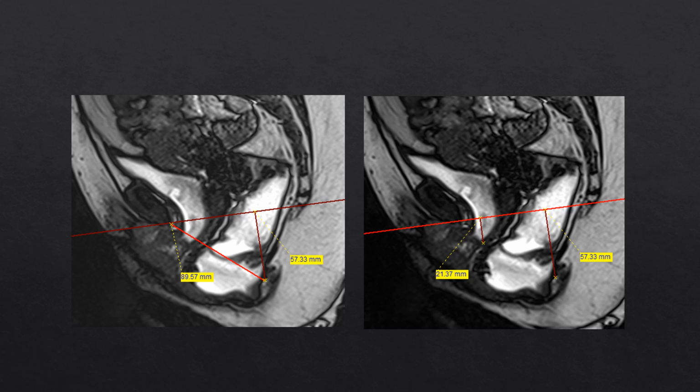We have also cystocele measuring 2.1 below the pubic line. So this one is considered as a first degree or mild degree of cystocele.